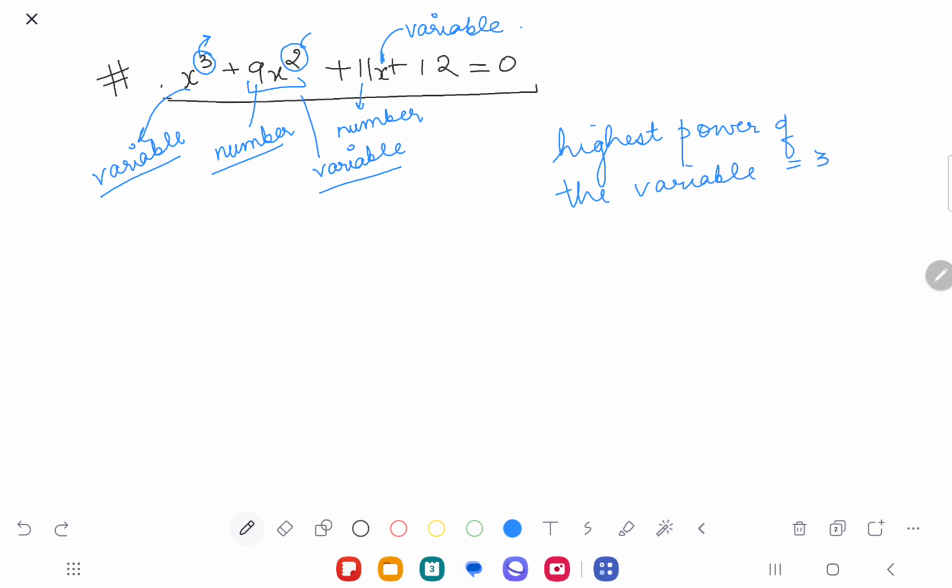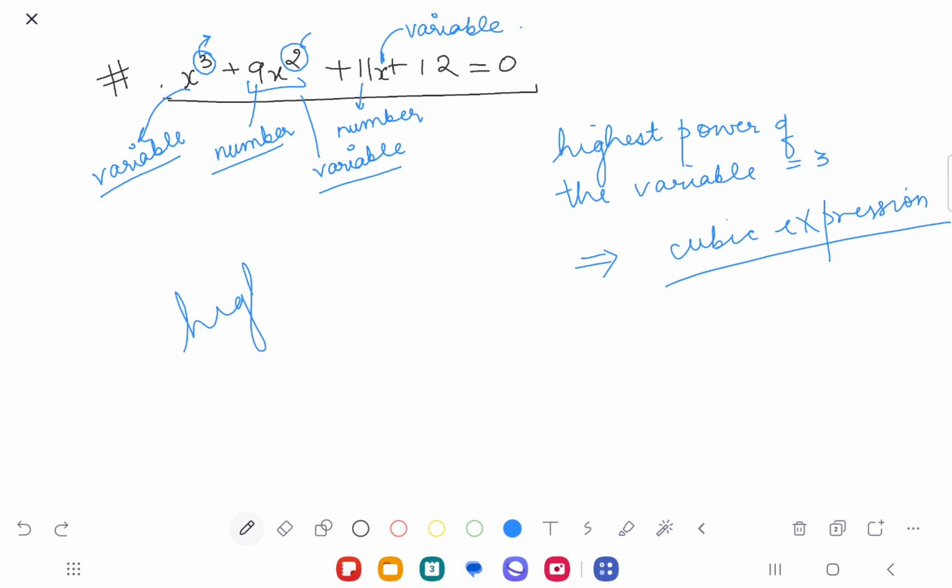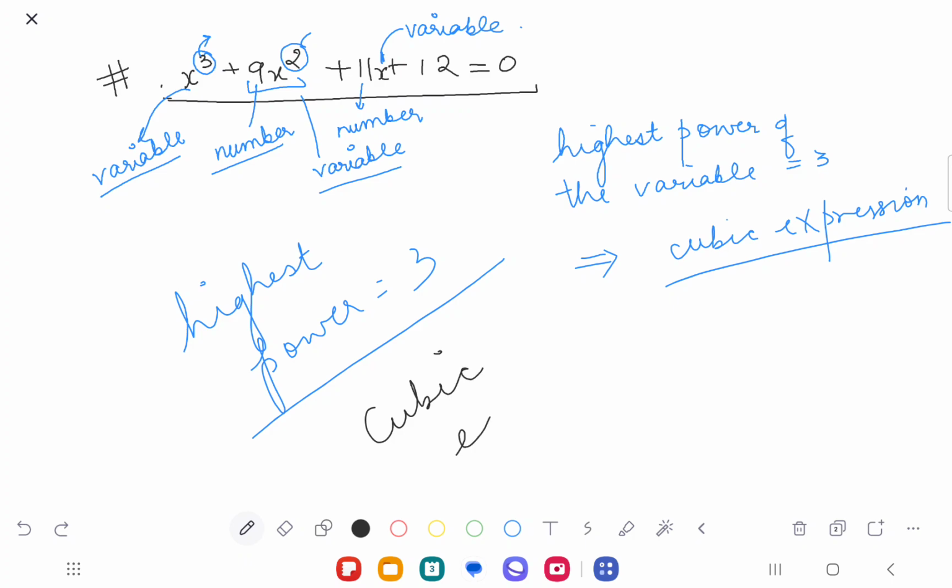Yes or no? And if the highest power is 3, what would that mean? Can you tell me? If the highest power is 3, what would that mean? Just tell me. That, ma'am, it is a cubic expression. Are you understanding my point? So, whenever the highest power is 3, you call it a cubic equation. Do you understand my point?